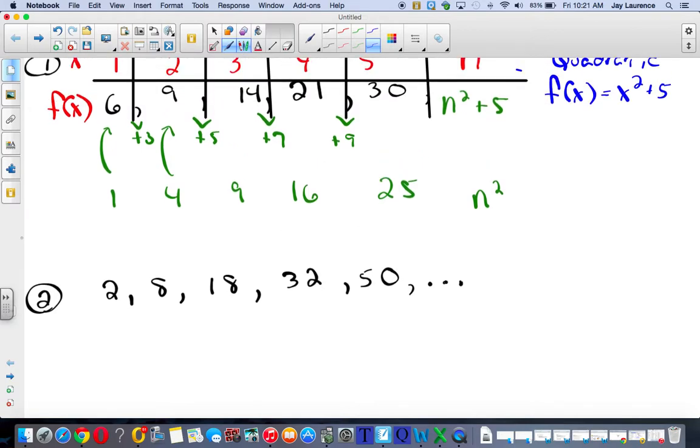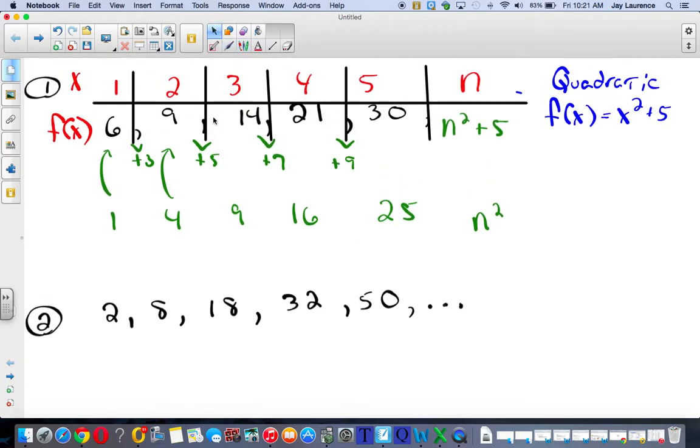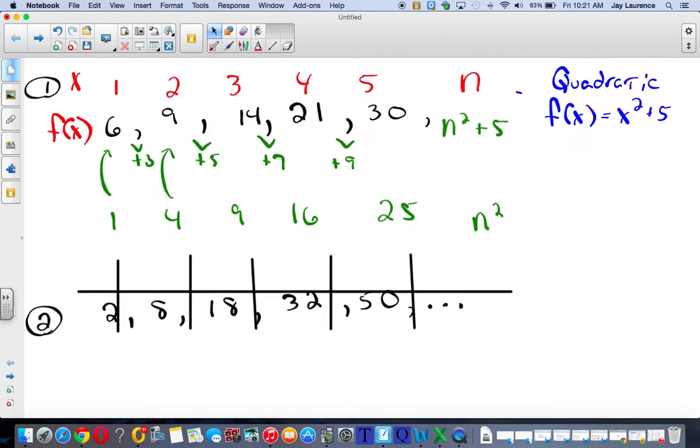Okay, now let's take a look at this one. It'll be a little bit different. It is going to be a quadratic. So let's call this one g of x. So this will be x, and this will be g of x. And so then we have 1, 2, 3, 4, and 5, and we're looking for the nth term.